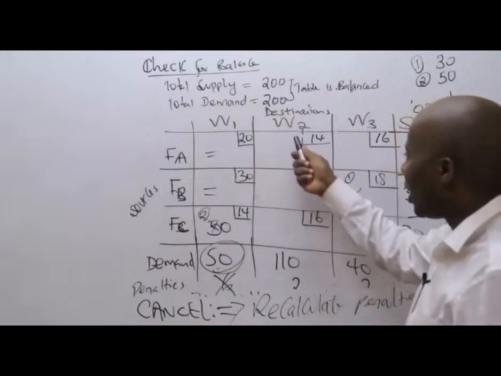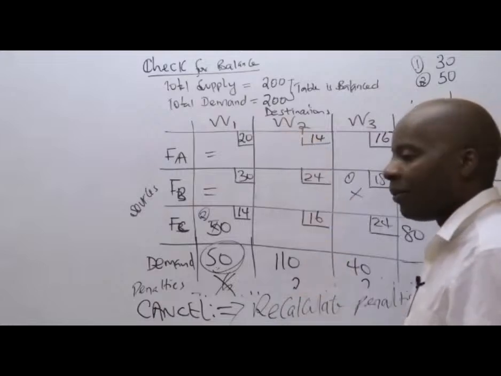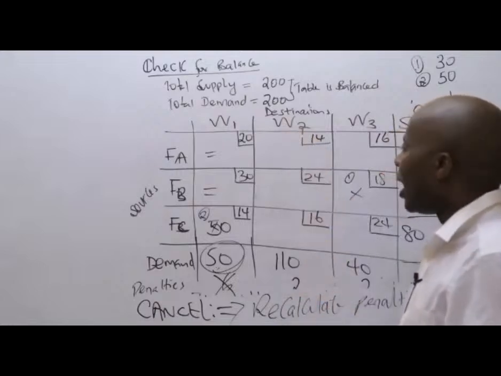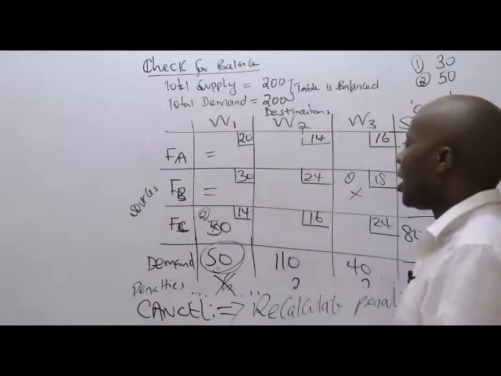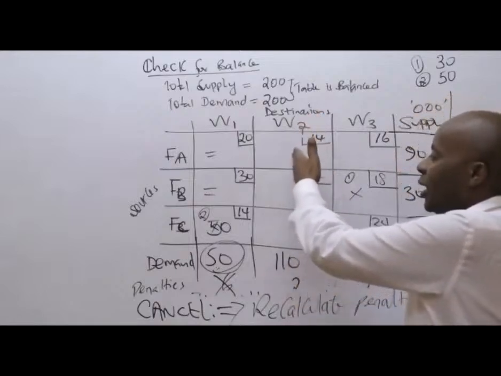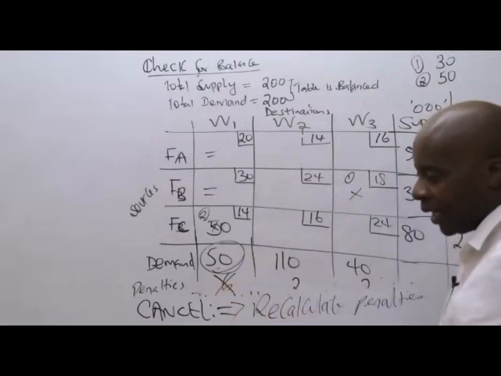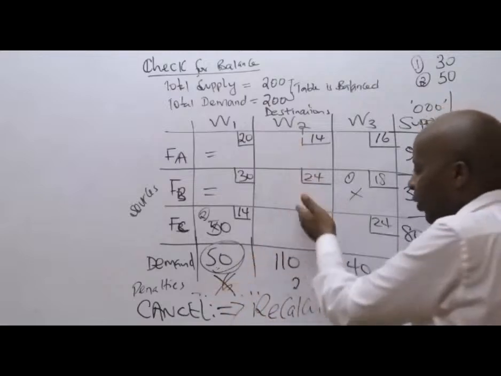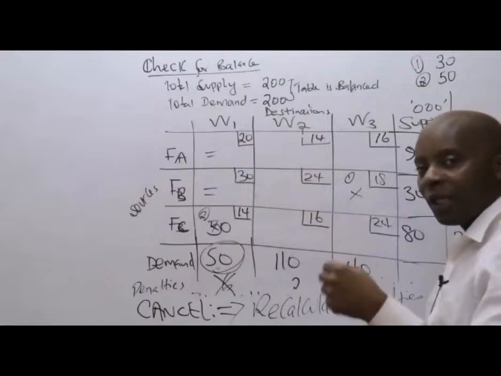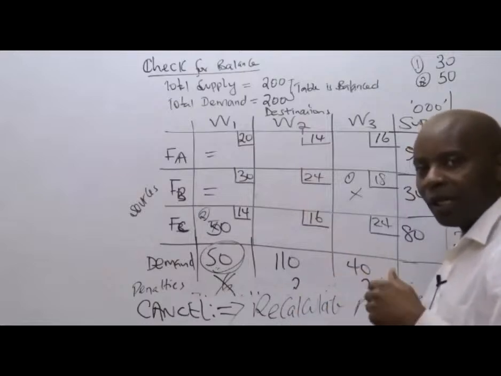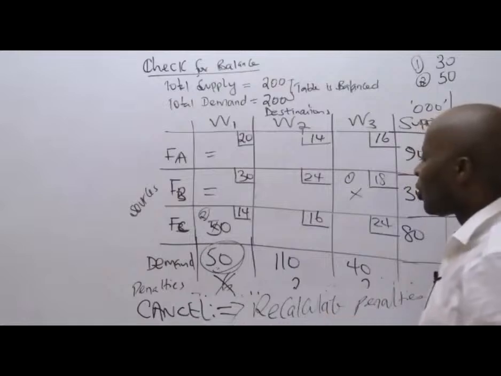Like if you tell me to calculate a penalty for this particular column, how do I go about it? I'll always work with the very best cell. In this column, the very best cell is 14, followed by 16. So get the difference between the best and second best. So 14 minus 16, that gives me 2. Remember, we assume that all penalties are positive. Disregard any negative. So here we have 2.